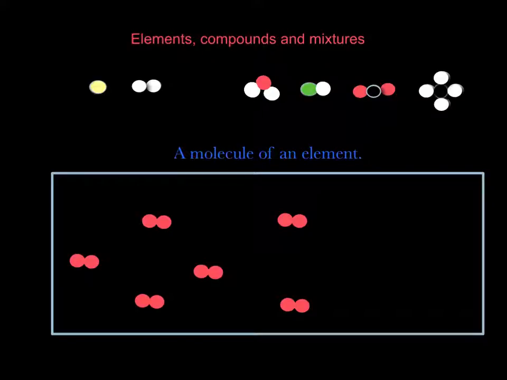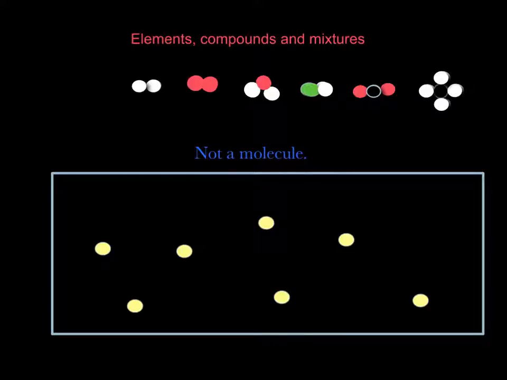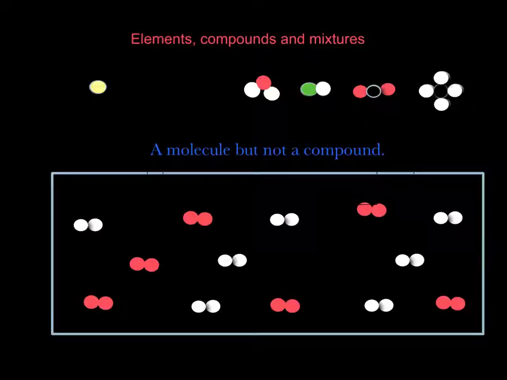This is a molecule of an element because it's one element that's bonded together with another element forming a molecule. This is not a molecule because it's only one element bonded with nothing. These are molecules but not compounds because there's only one element in it. They're not bonded with any different elements.